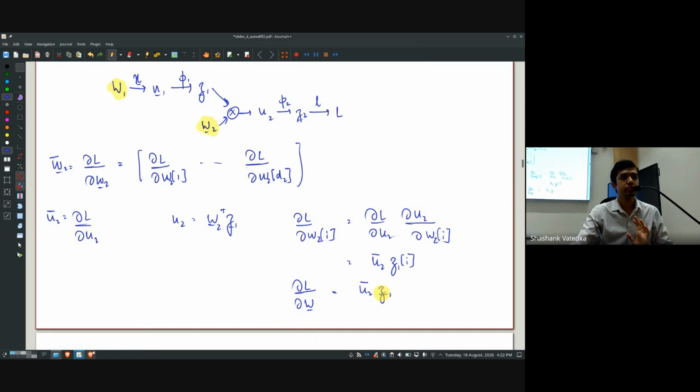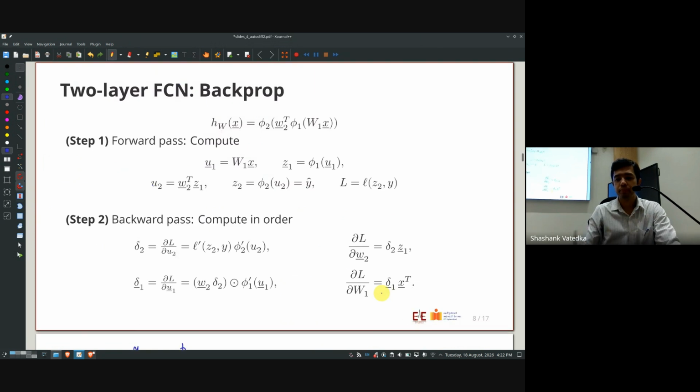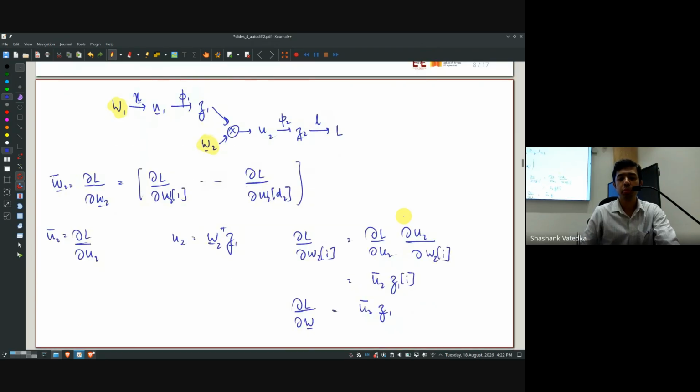Any questions? Okay. So the notation here is a little bit different. It's delta 2. So it's delta 2 times Z1 or U2 bar times Z1.